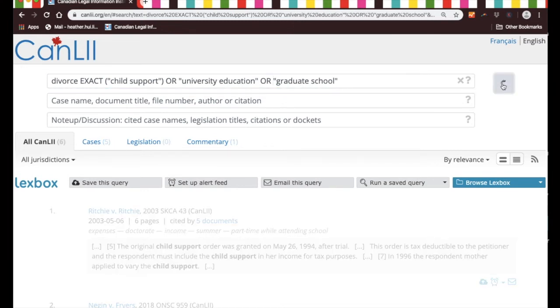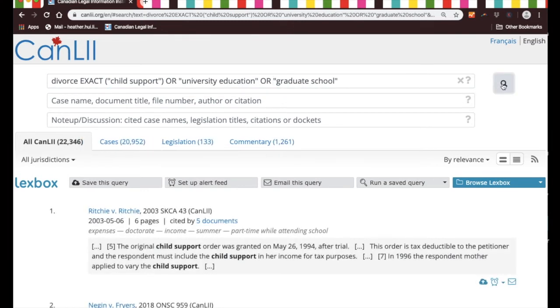So let's take a look. You see that the operator or actually expands the search quite a bit. Instead of the 610 cases, you now have like 20,000 cases to look at. So that is a lot of cases.